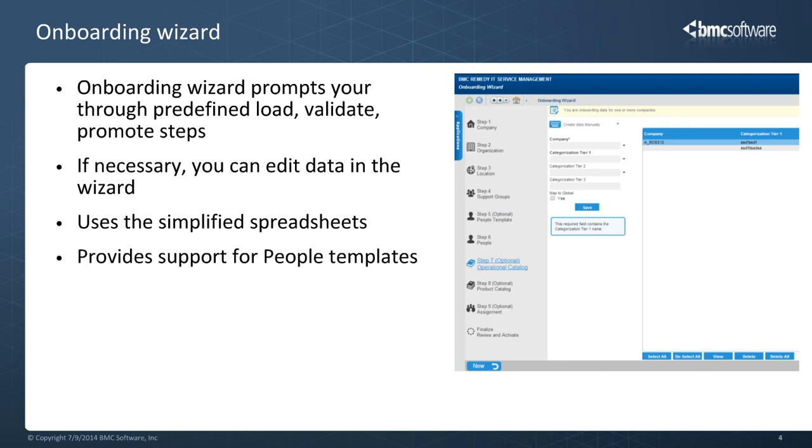The Onboarding Wizard also lets you use people templates to onboard people data for individuals who fulfill the same user role in a given support group. Using people templates, you can define permissions, support groups, and functional roles for each of the user roles in your support organization. When you are ready to onboard your people information, you just specify which people template to use for permission, support group, and functional role information for each person.